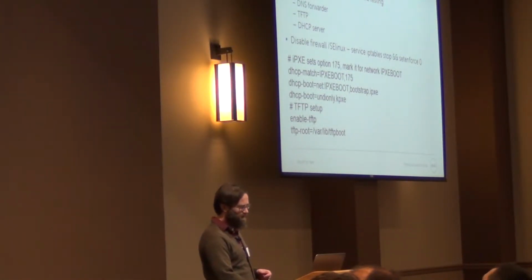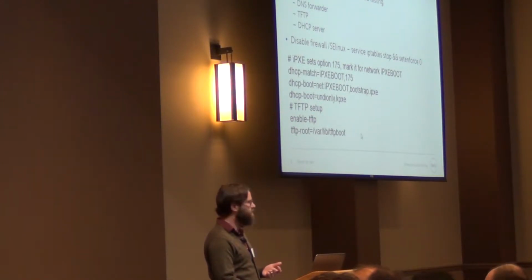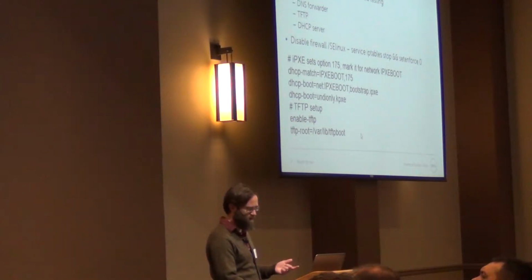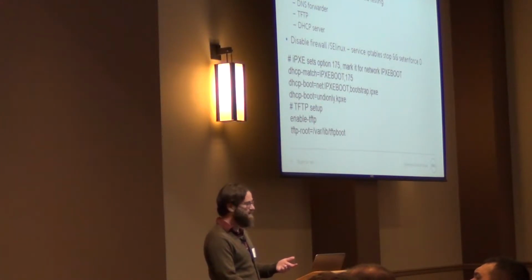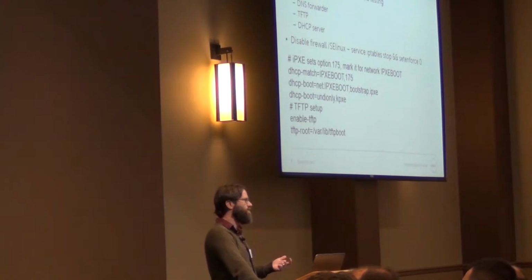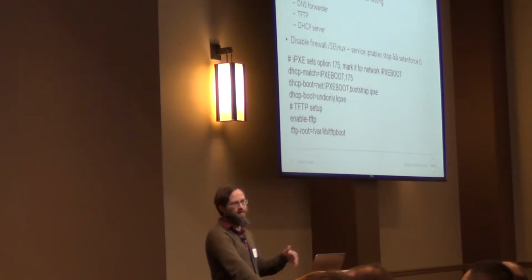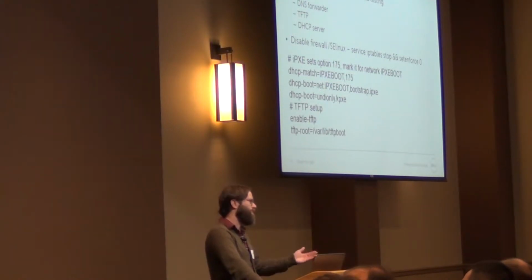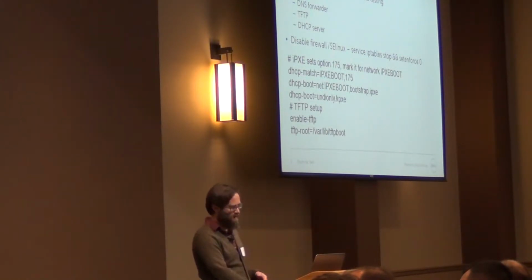I'm actually not going to look at this right this second. This is a little snippet of config that goes for DNS Mask. But basically what this does is add options to the DHCP responses so that the Pixie client can know where to boot off of, where to get the boot images from.